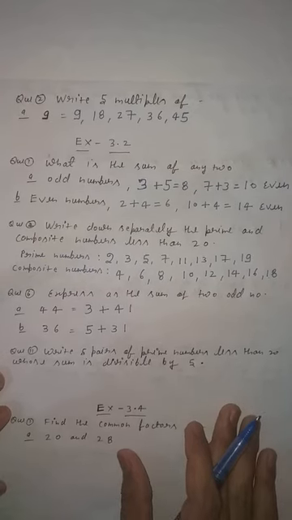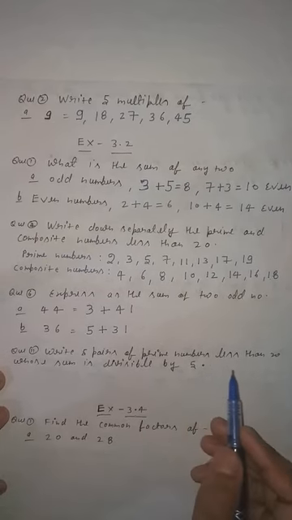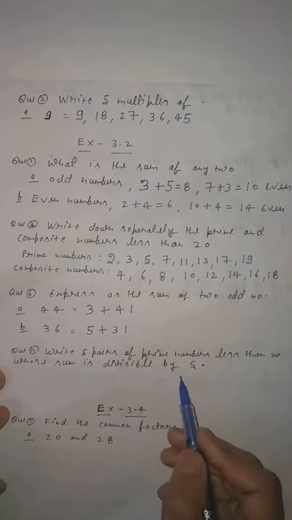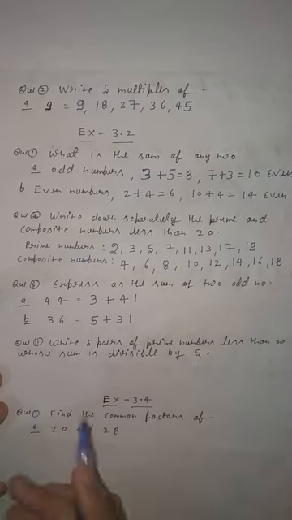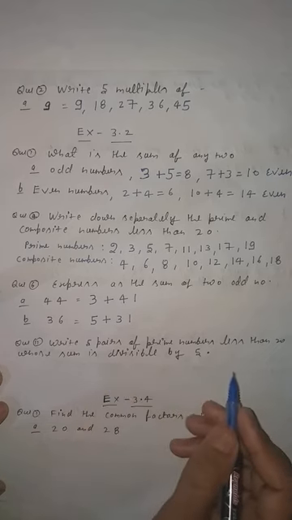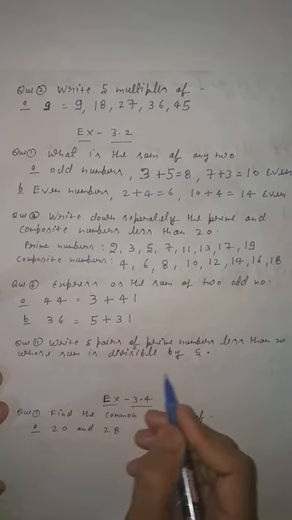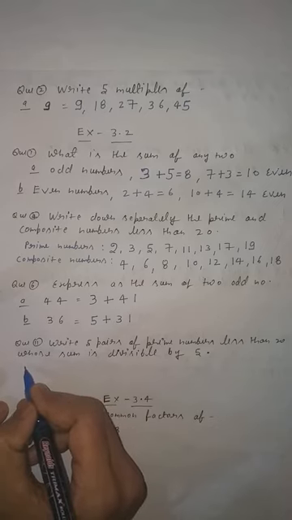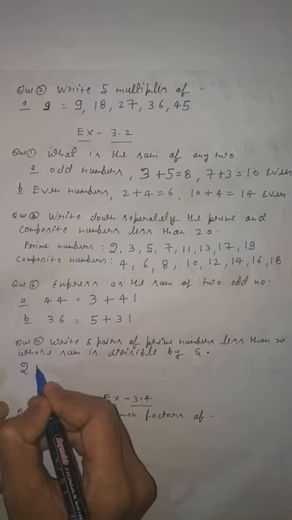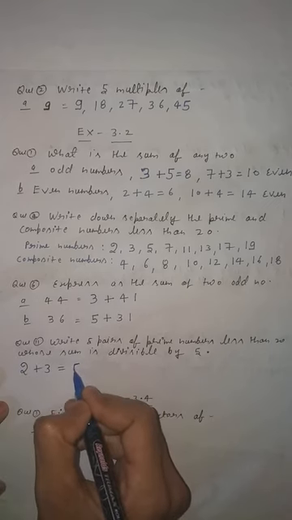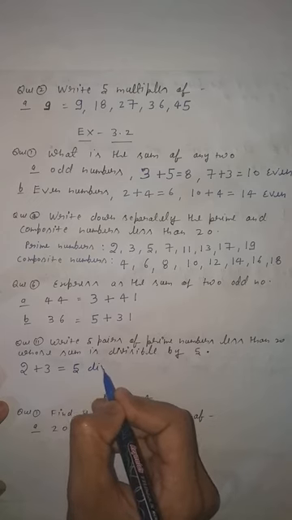Now next is write 5 pairs of prime numbers less than 20 whose sum is divisible by 5. What is the meaning of this question? You have to find out the 5 pairs of prime numbers which are less than 20 and whose sum is divisible by 5. So if you want the first pair, you can write down, just say prime number is what? 2, 3 is also a prime number, and the sum of 2 and 3 is 5. So this is divisible by 5.